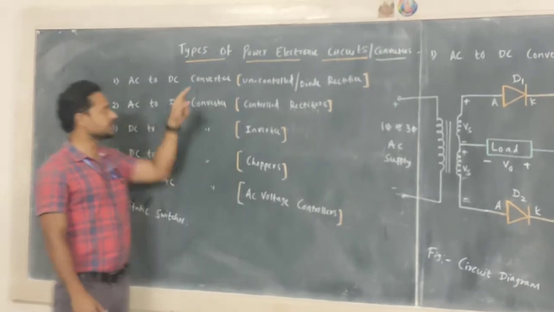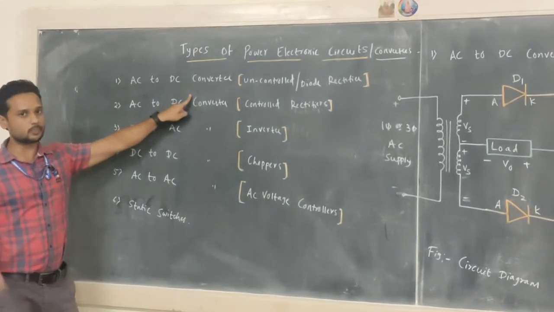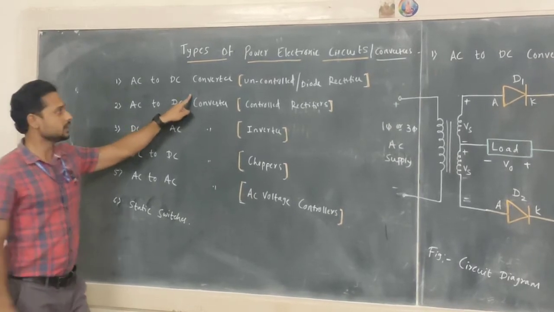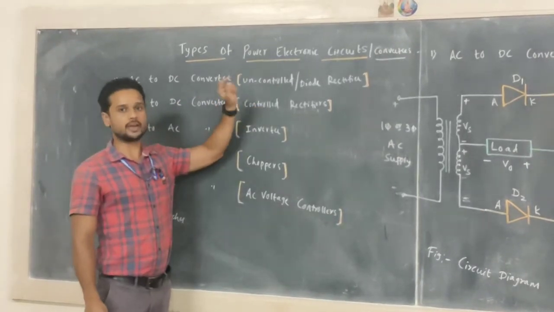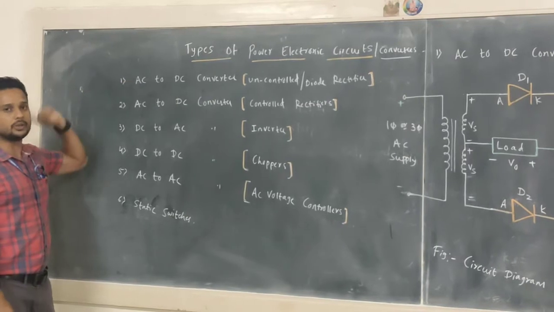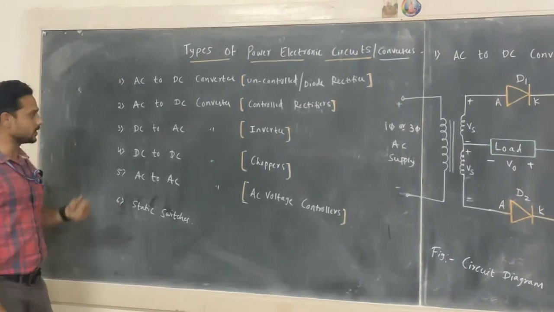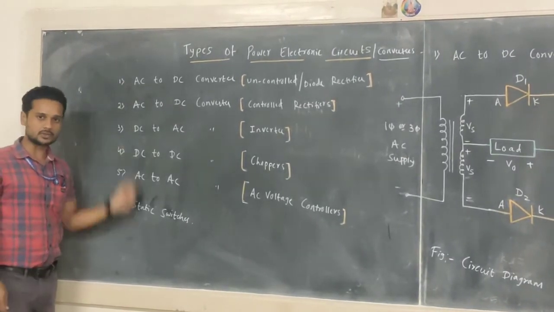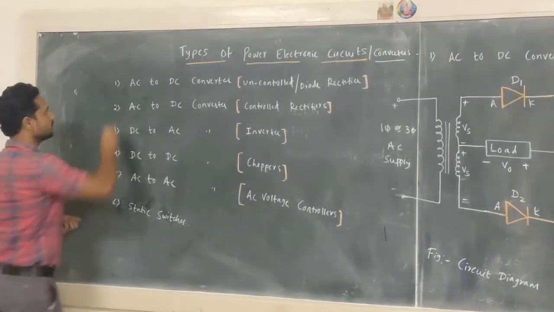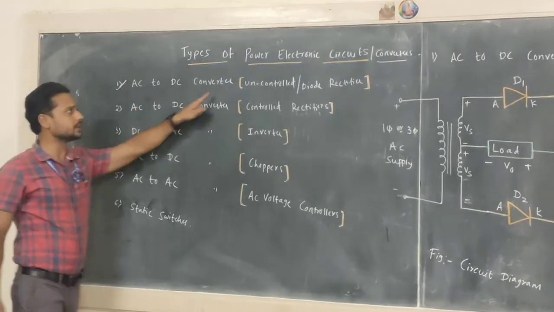In the first concept, once you get the output voltage, if it is not possible to vary its value, then we can say it is a diode rectifier or uncontrolled rectifier. So we will concentrate on the working of these two converters in this video lecture. In an upcoming video lecture we will concentrate on the function of the rest of the types of power electronic circuits. Now let us see the first one, the AC to DC converter.